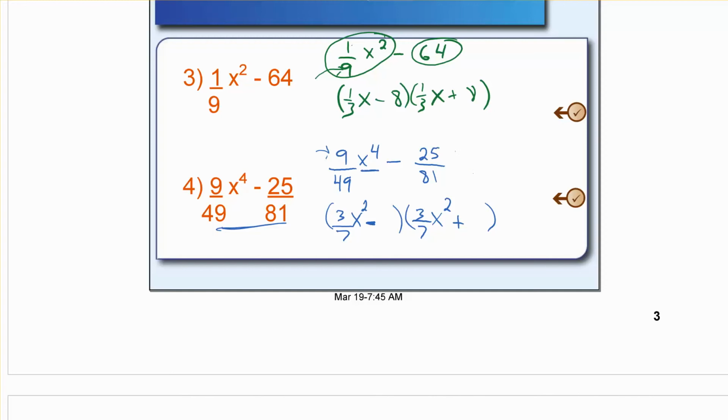And then again, I need to get now to this part. That's going to be, well, the square root of 25 is 5. The square root of 81 is 9. Oh, and put it over here too. 5 over 9. And that's how you do that one.